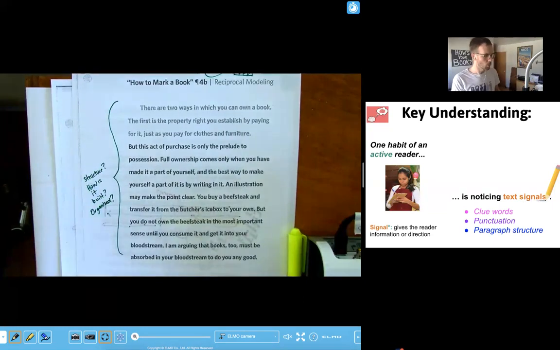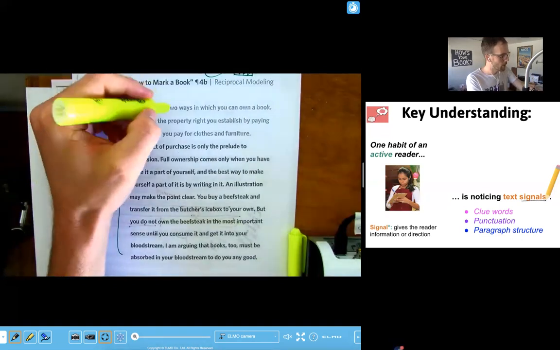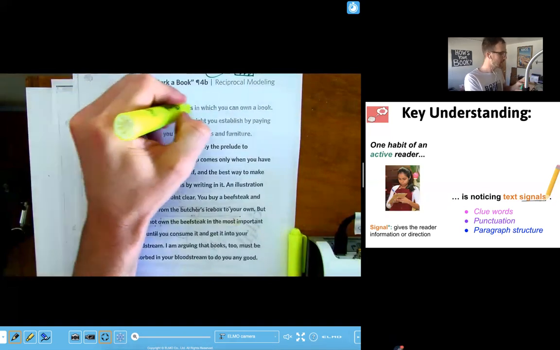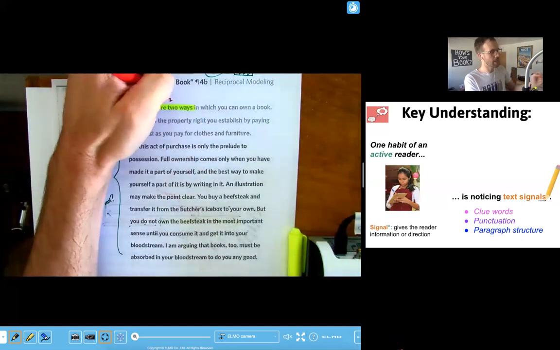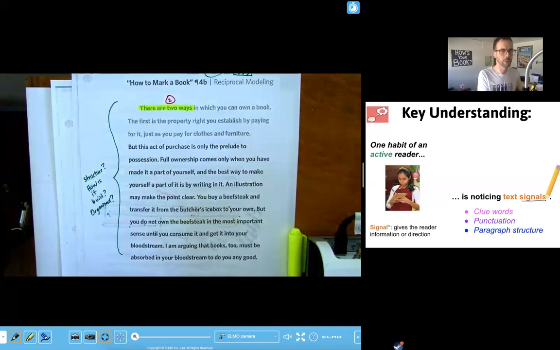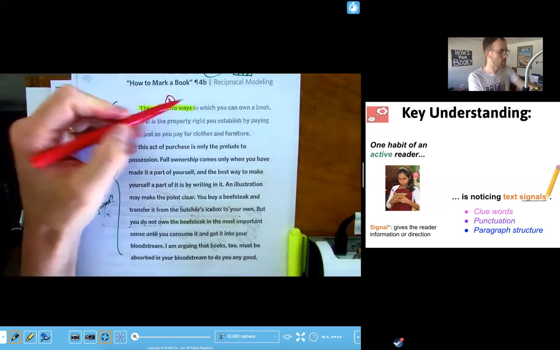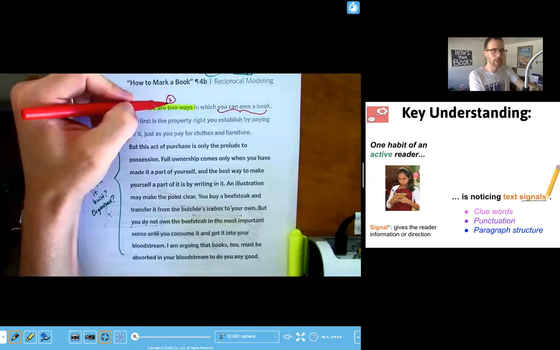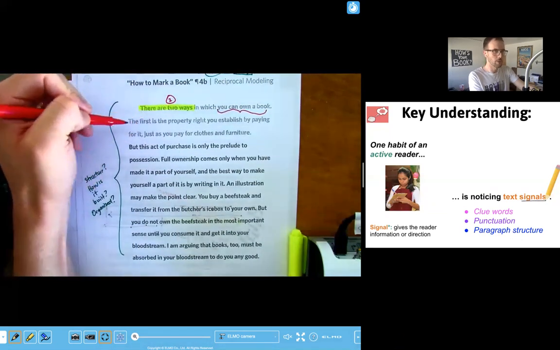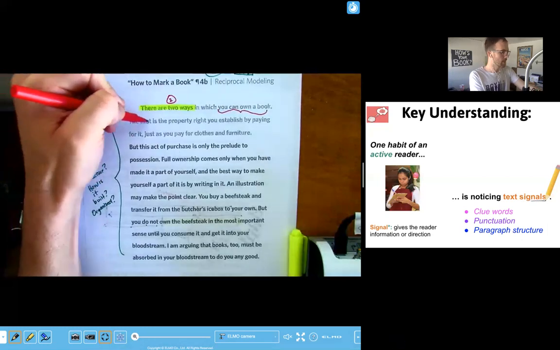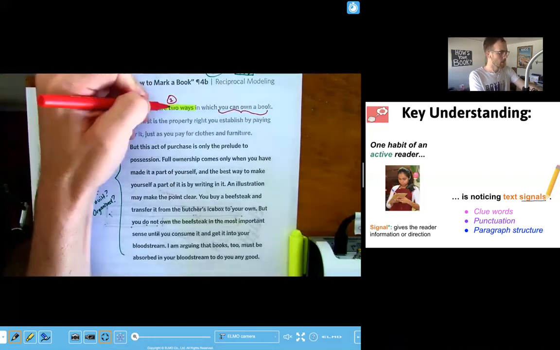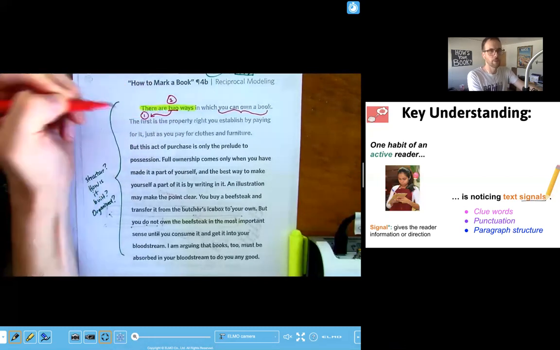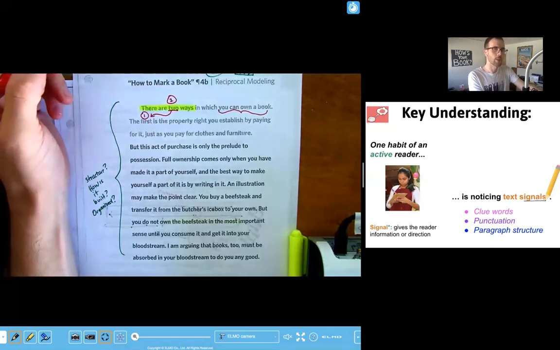Now for me, one of the things that jumps out immediately in the beginning is the phrase, there are 2 ways. When I see numbers, my heart kind of jumps inside of me because I'm thinking, I wonder if this paragraph is going to discuss the 2 ways in which you can own a book. Now, how will I know if this is true? Well, let me look for more clues. I see the first is the property right. Aha, aha, aha. So I'm noticing that the paragraph appears to be going into the first way in which you can own a book.